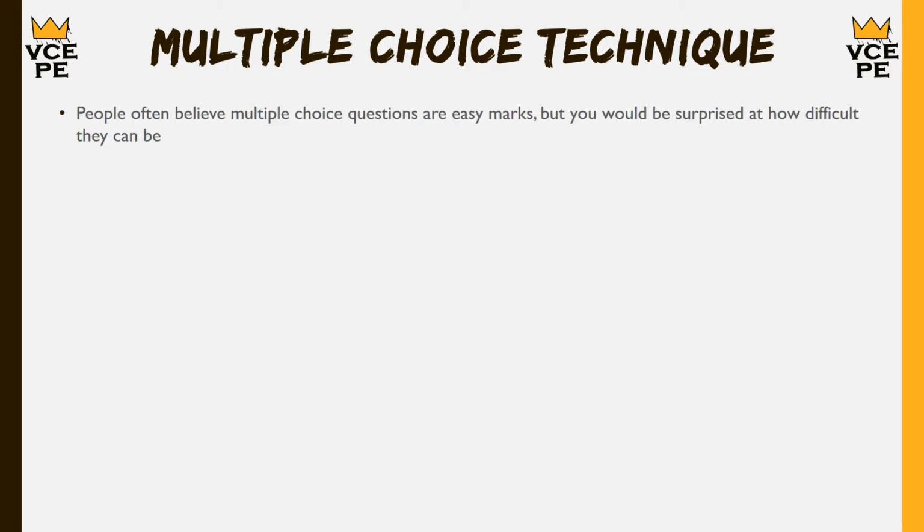People often believe that multiple choice questions are easy marks, for the fact that you're given 4 answers, one of them's right. You just have to try to remember what you've learned. And if you don't know, you can take a bit of a random guess. Now, if you do that, you've got a 25% chance of getting the answer correct, but we want to improve your odds here today.